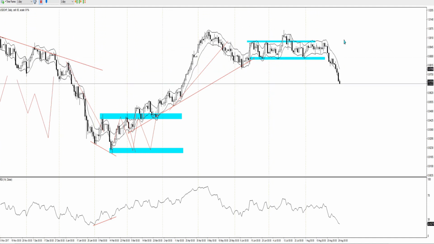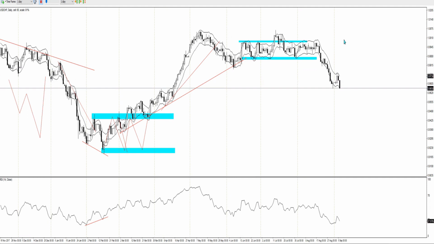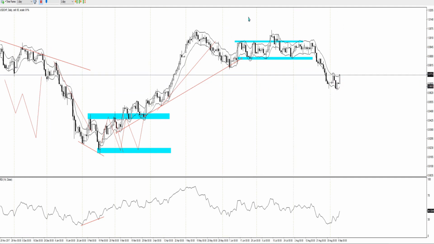So in this example here, if we had traded and waited for the perfect market state, we would have had our first opportunity there, 1, 2, 3, 4, and 5 trading opportunities.